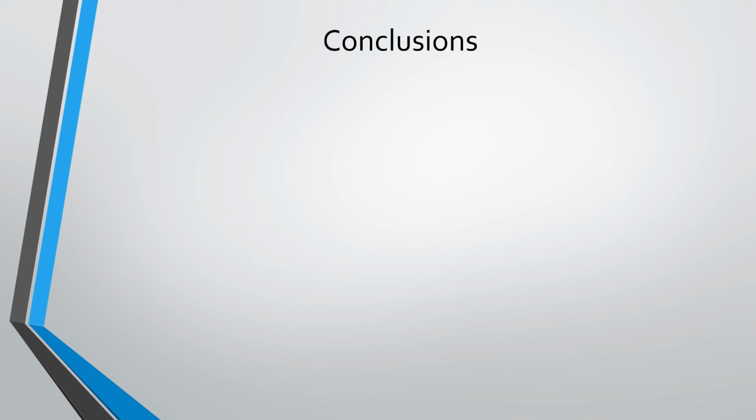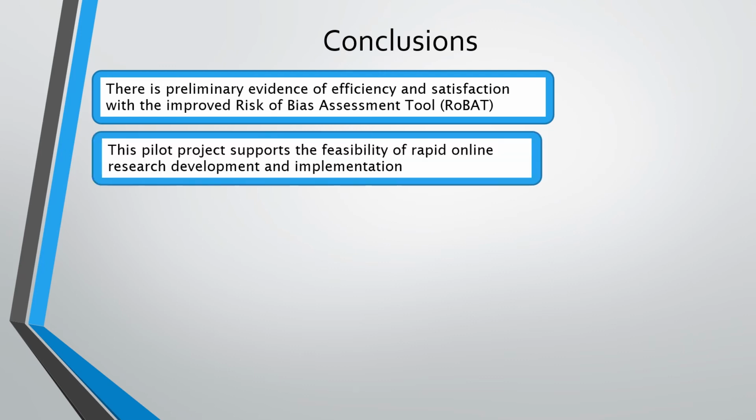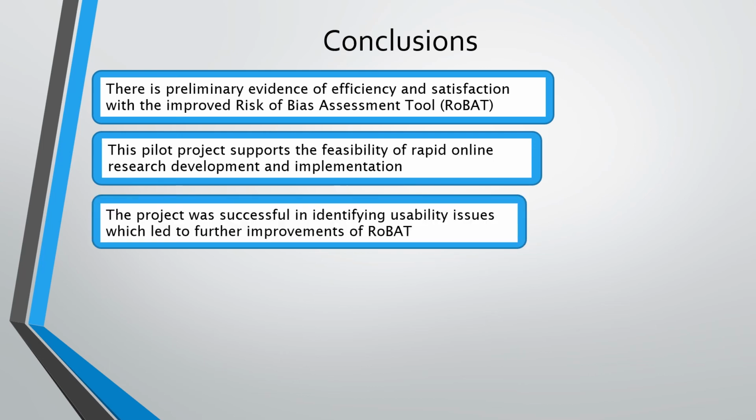In conclusion, our initial testing shows preliminary evidence of efficiency and satisfaction with the ROBAT. More substantially, the pilot study shows feasibility of rapidly developing and implementing usability research online. We ultimately added a simple feedback button to the website with a subset of the functionality of the pilot study. The project was successful in identifying usability issues that led to a much improved ROBAT.